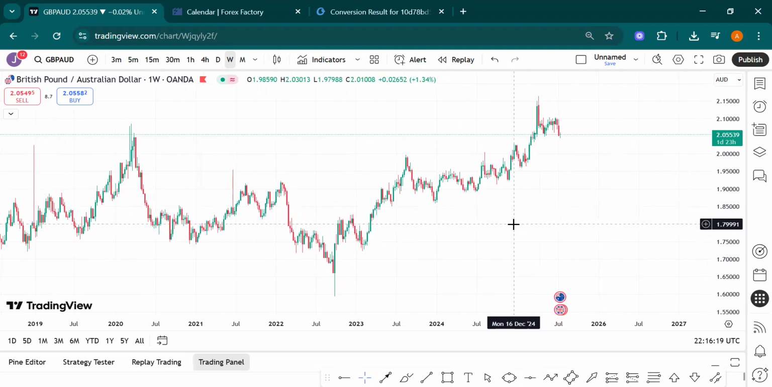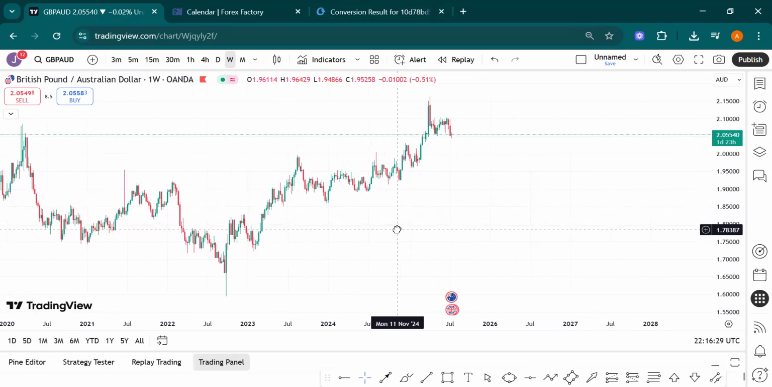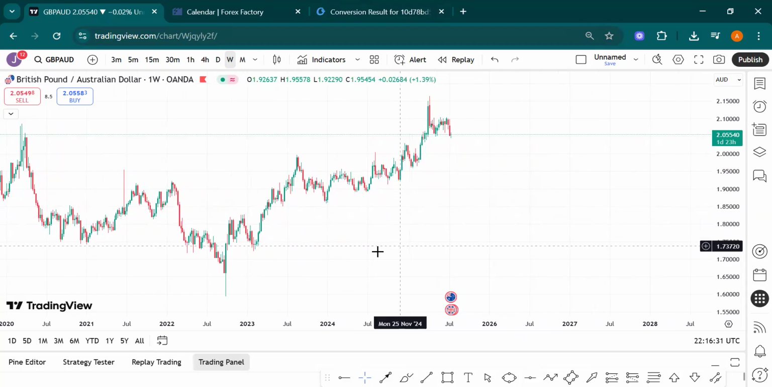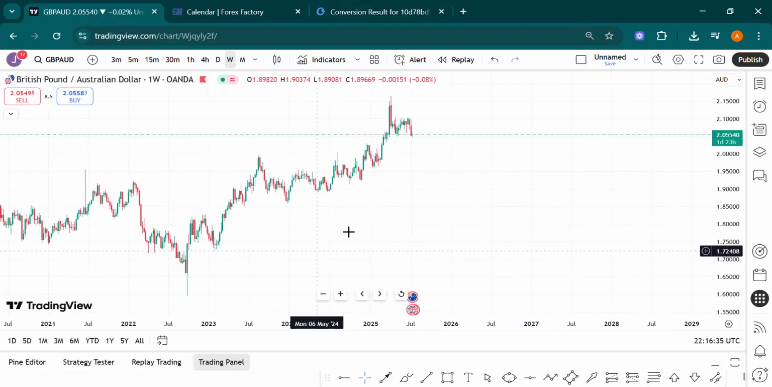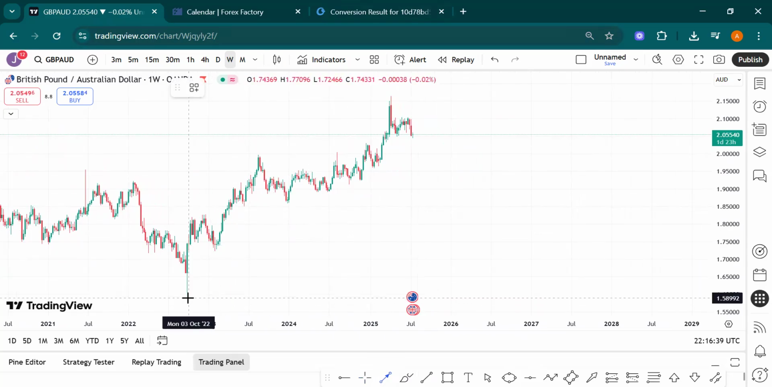Now, I like starting my analysis from the higher time frame. That's either the weekly or the monthly time frame. As we can see on my chart, this is the weekly time frame. What's very easy for us to spot in looking at this time frame is that the market is in an uptrend. Now, what do we mean when we say the market is in an uptrend?